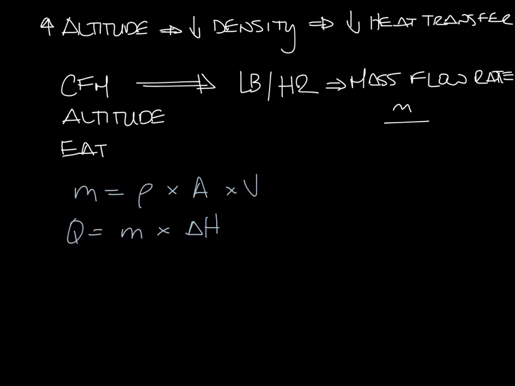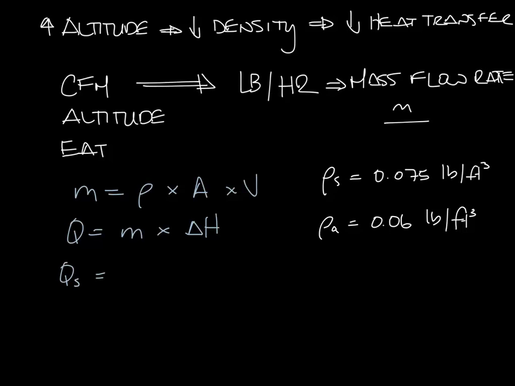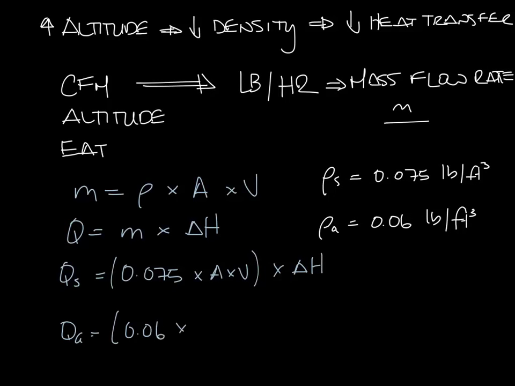So if you tell a selection program you have standard air, it's going to use sea level and 70 degrees Fahrenheit to get the density, which is 0.075 pounds per cubic foot. But let's also compare that to if you're at altitude where your density is 0.06 pounds per cubic foot. So let's put this in the equation here. We'll say the heat transfer for standard air, 0.075 times the area times the velocity through the coil times the change in enthalpy. And then the heat transfer at this altitude is 0.06 times the area times the velocity times the change in enthalpy.